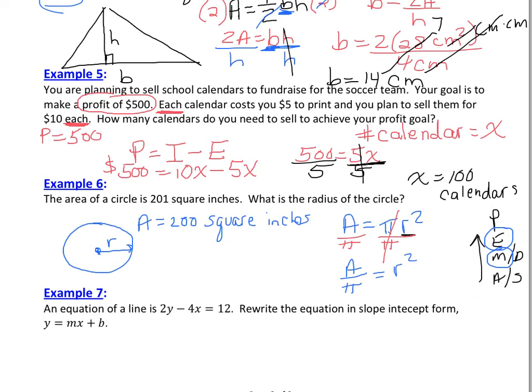And how do we undo a squaring? Well, we studied that back in chapter 2. We undo squaring with square root. So when I take the square root over here, I am going to take the square root of this entire quotient here. So in the end, we have r equals the square root of the area divided by pi. R equals the square root of 200 divided by pi.